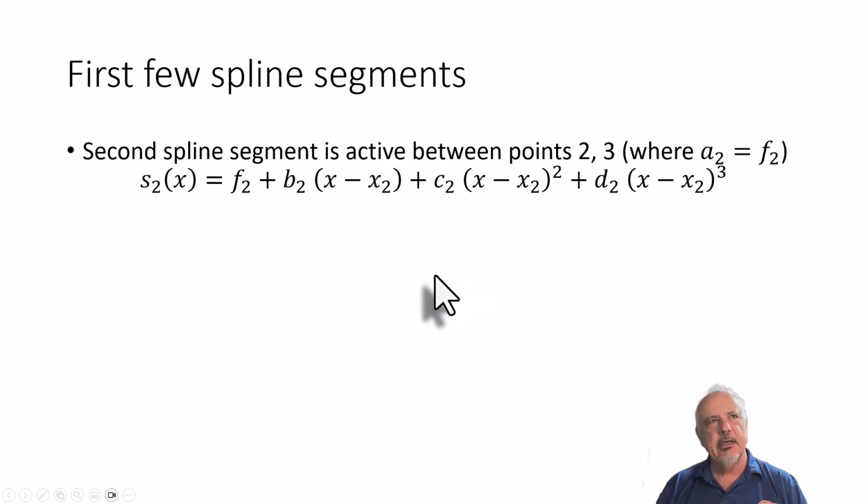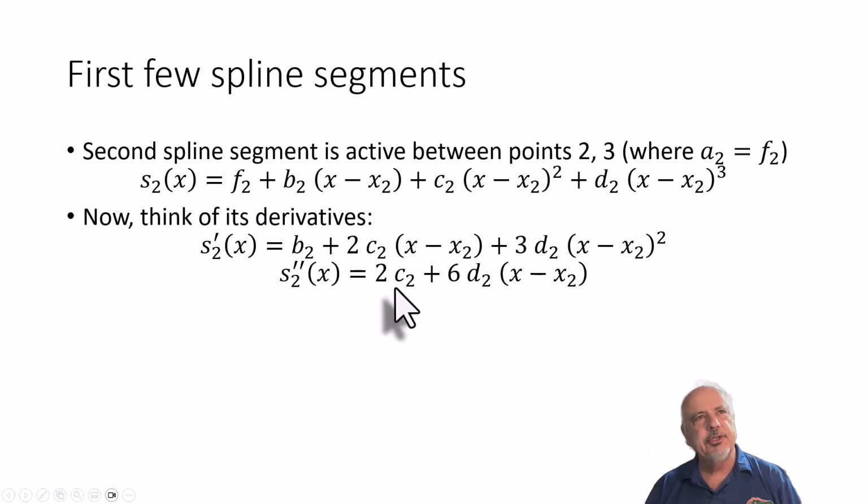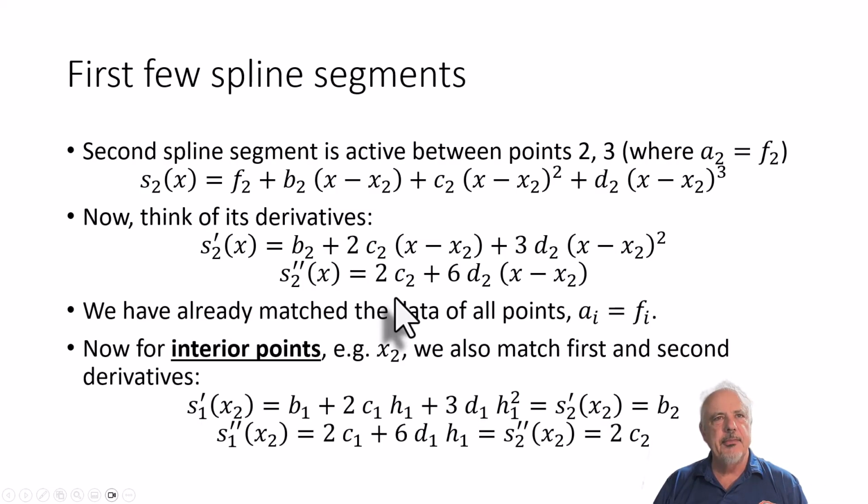So that second spline segment is active between points 2 and 3. That's going to, of course, give us the A2 that we had. But let's go ahead and differentiate those as well. So those are going to be differentiated, okay? Similarly to how we did the first spline segment. And then what we want to do is match the derivatives at each of the interior points.